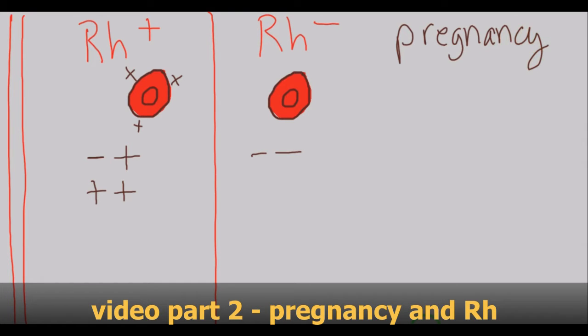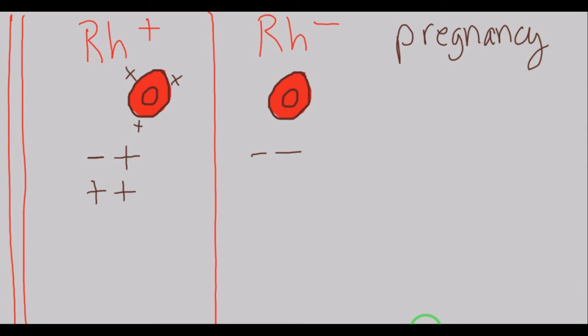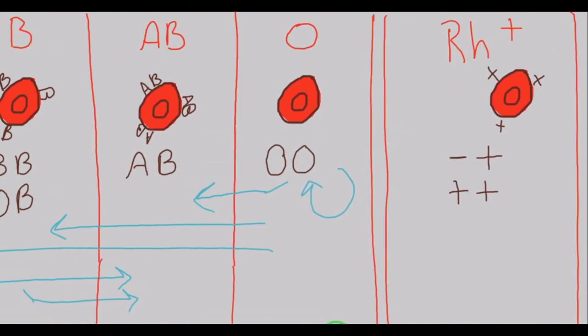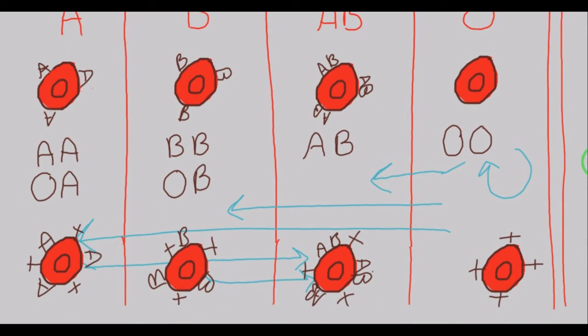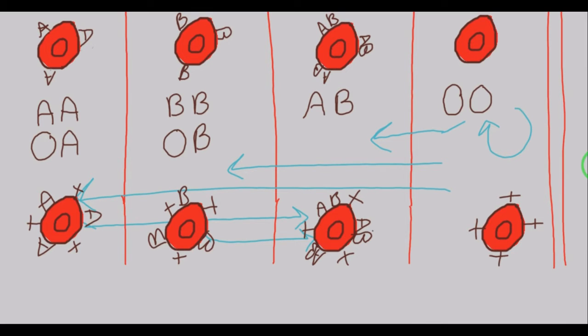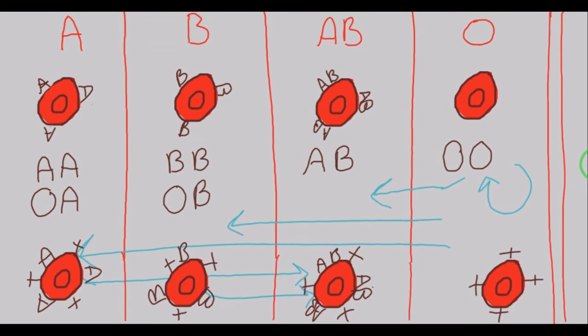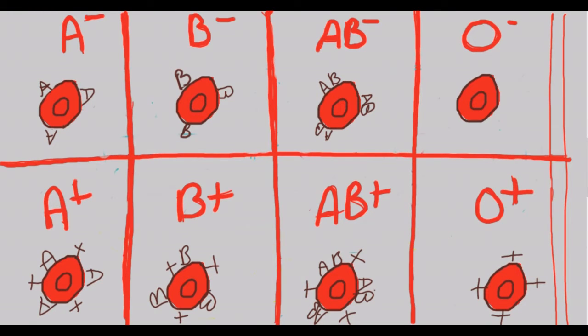But now that we know that you can have an Rh positive or an Rh negative, any of these two can be combined with any of the original 4, which means that if we come back over here to our ABO blood group, now we can have A positive, B positive, AB positive, and O positive, or A negative, B negative, AB negative, and O negative. Possible blood groups: we have A negative, B negative, AB negative, O negative. We also have A positive, B positive, AB positive, and O positive.